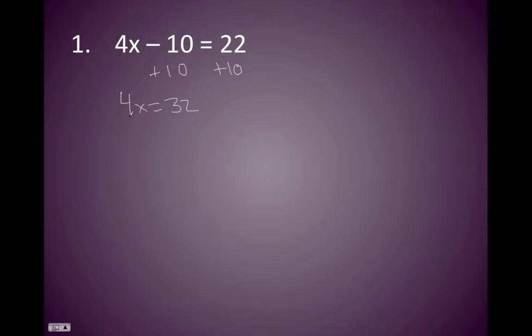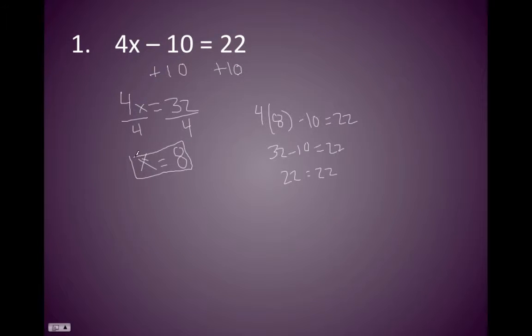Now because we have a multiplication here, 4 times x, we want to use division, the inverse operation. That's going to give us x equal 8. Now we just want to check our solution here. Plug this back into the equation. You got 4 times 8 minus 10 equal 22. Well, 4 times 8 we know is 32 minus 10 equal 22. And 32 minus 10 is 22. And we know that 22 does equal 22, so x equal 8 is the solution to the equation.